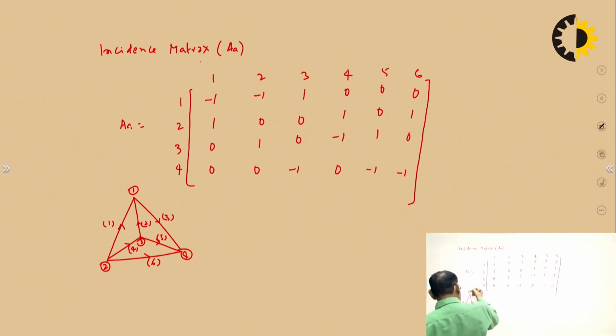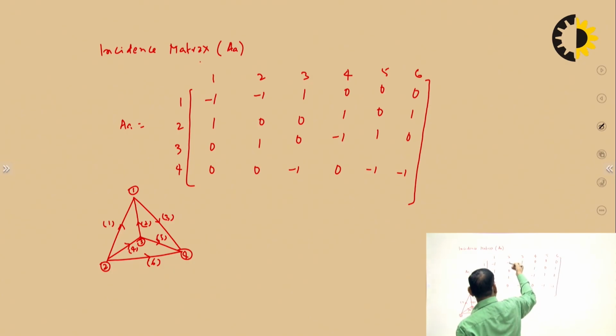It is 3 to 1. So away from 3, so plus, and towards 1, so minus. For 3 we can see 1 and 4. Away from 1, so it is plus 1, and 4 minus 1. For 4 we can see 2 and 3. So away from 2, so plus, and incident at 3, towards 3, so it is minus, and the remaining 0.